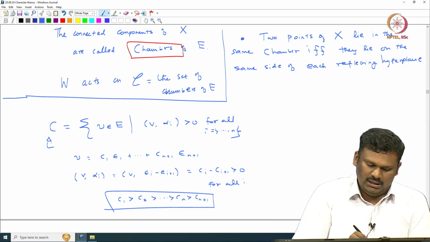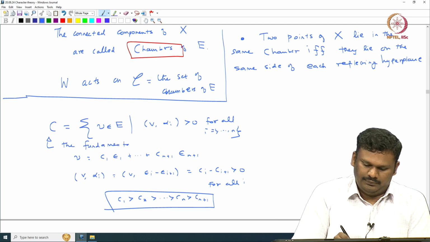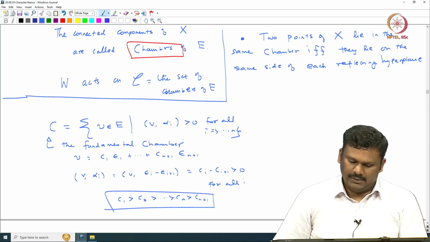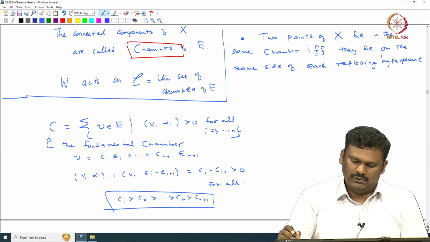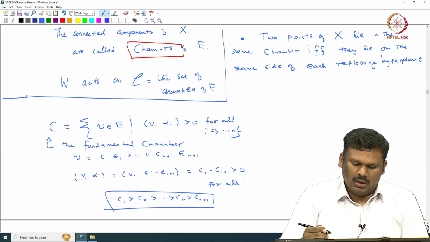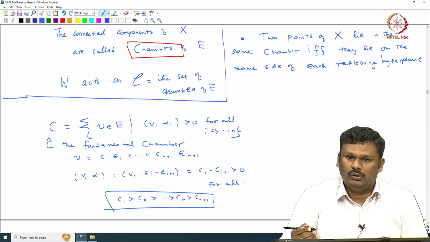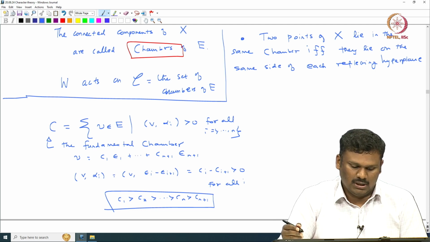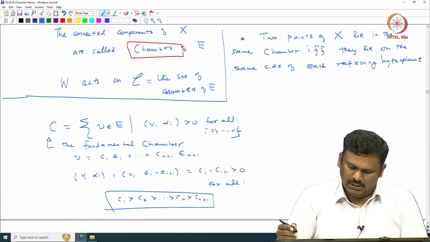So, this C is called the fundamental chamber. We will prove in a minute this is indeed a chamber, and the Weyl group acts on the set of all chambers simply transitively. So, you will be able to get all other chambers by applying a Weyl group element on C. Now let us actually look at why this is indeed a chamber.